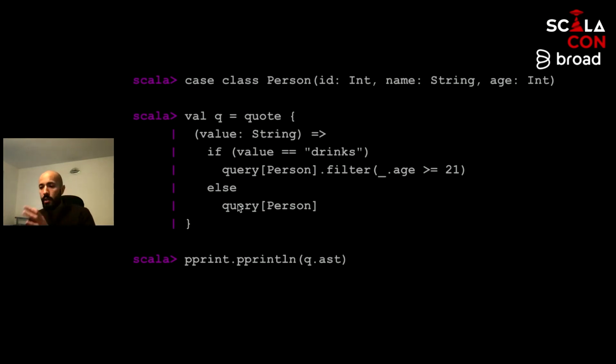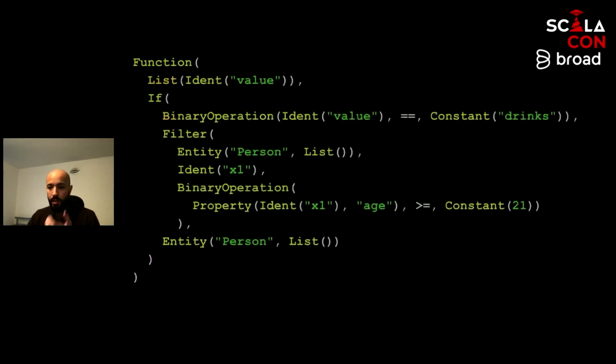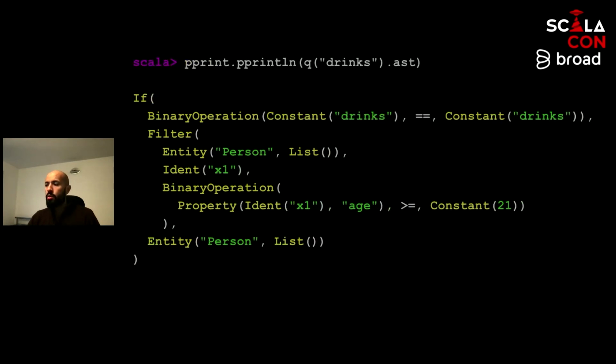So if I take this quote right here and I print its AST, what I'll have is this AST right here, where you can see you have the list, and then you have an if, which is part of the Quill AST as well. Given a binary operation with a specific value, we have one piece of the AST, or otherwise we have another piece of the AST. So the moment when I print it out, passing the value, as you can see right here on the top, it still uses the whole AST, right?